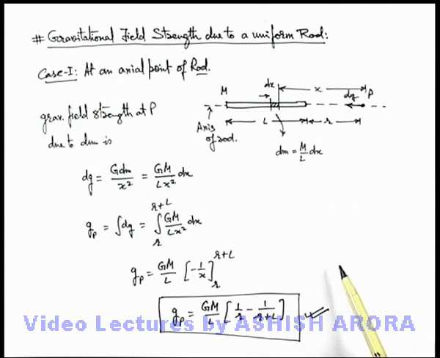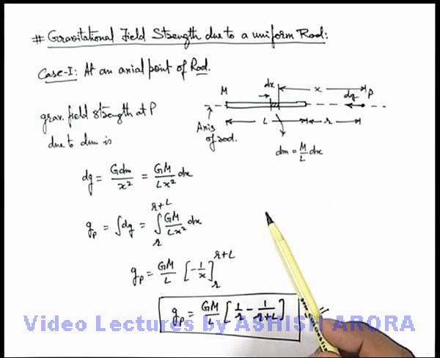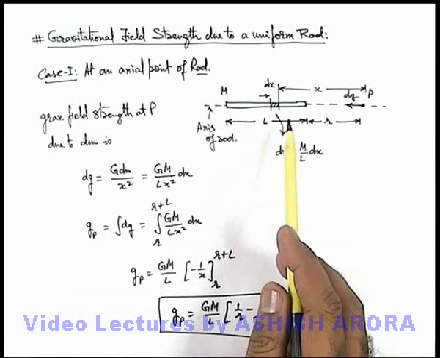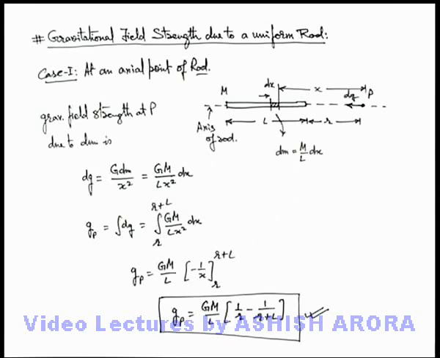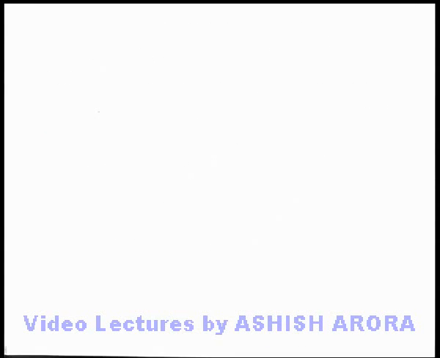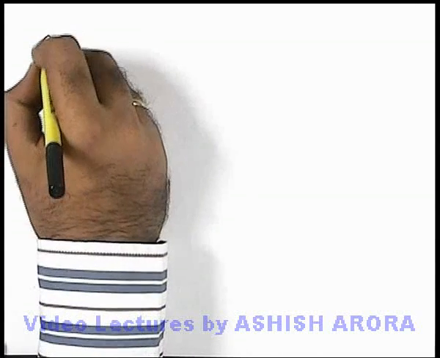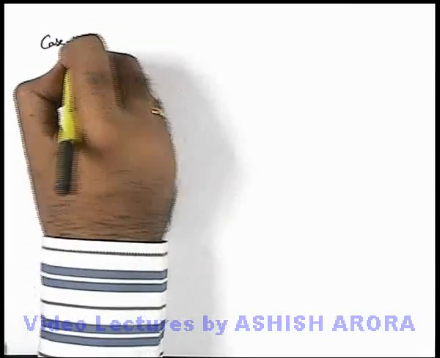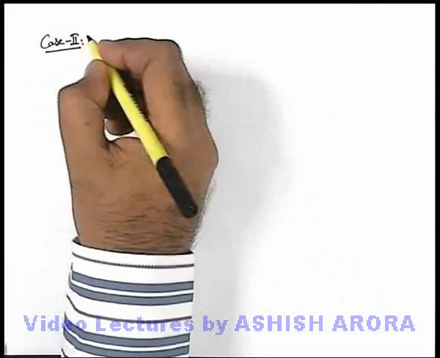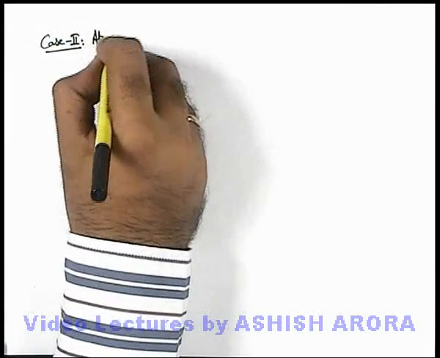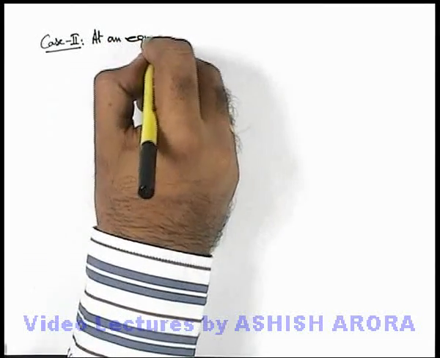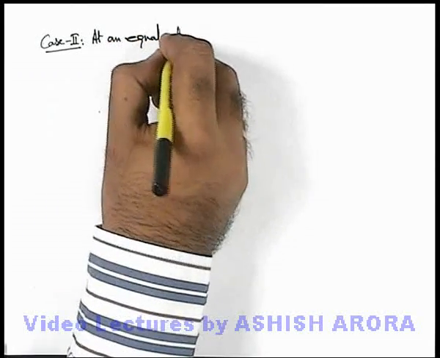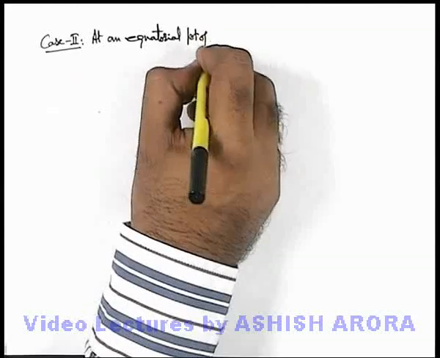And now we'll take up another case in which we talk about gravitational field due to a uniform rod on its equatorial point. Let us discuss the second case of calculation of gravitational field strength due to a uniform rod at an equatorial point of rod.